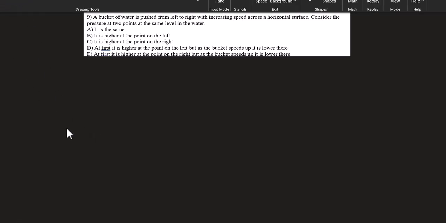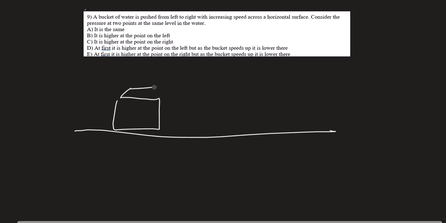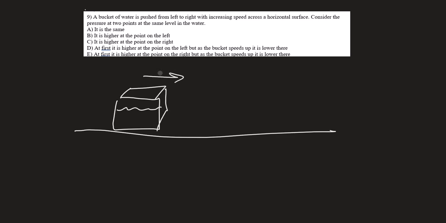Okay, let's take a look at this problem where a bucket of water is pushed from left to right with increasing speed across a horizontal surface. All right, so we have this bucket on a horizontal surface. Here's our surface, nice and horizontal there. And there's our lovely bucket, and it's accelerating in this direction.